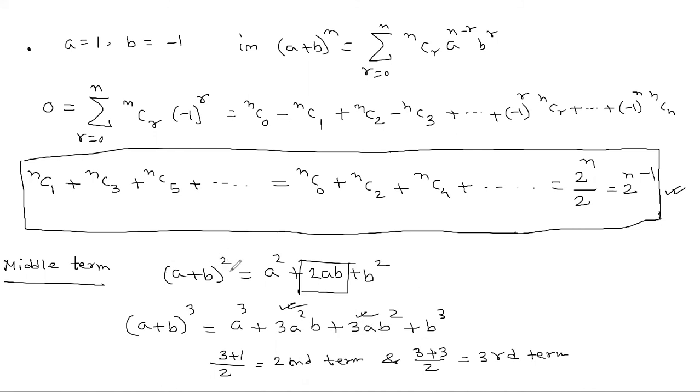Now if n is even, the number of terms is odd. So what is the formula here? It is the (n by 2 plus 1)th term. Here n is 2, so 2 by 2 plus 1, that is 1 plus 1. So the second term is the middle term. You see here, the second term is the middle term.